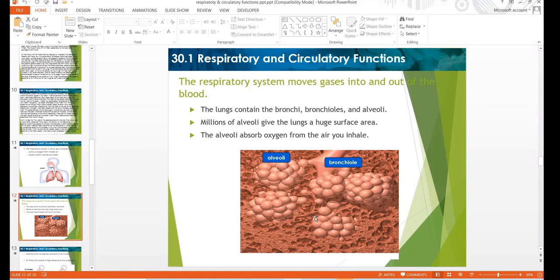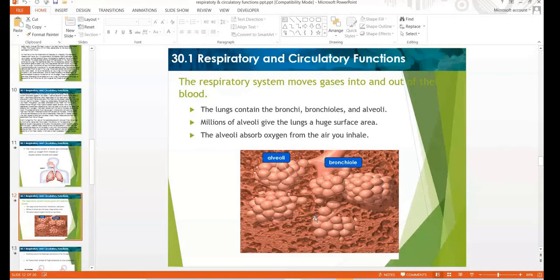We all know that we take in oxygen and we release carbon dioxide, whereas the plants take in carbon dioxide and release oxygen. So the structures of this system bring the gases in close contact with the blood, which absorbs oxygen. The circulatory system then carries oxygen to all the body cells and transports carbon dioxide from the rest of the body to the lungs where it is exhaled.